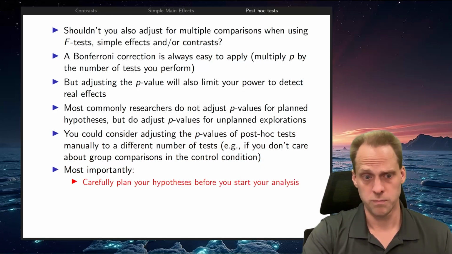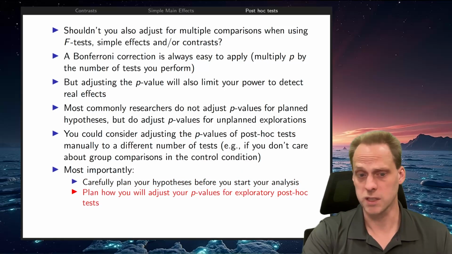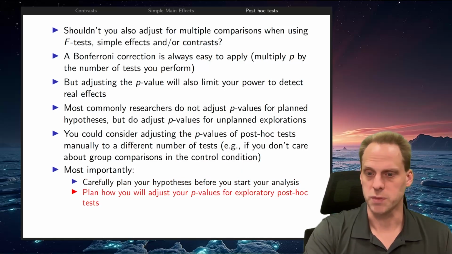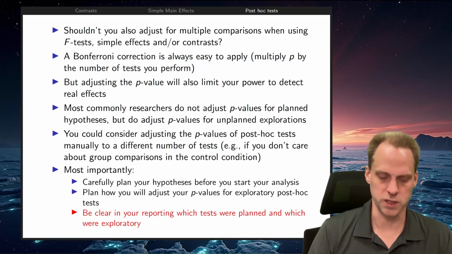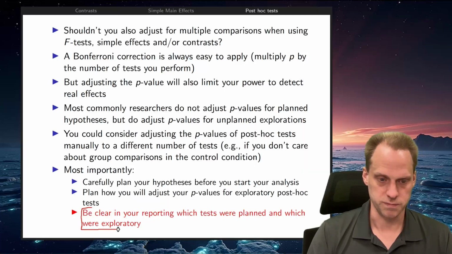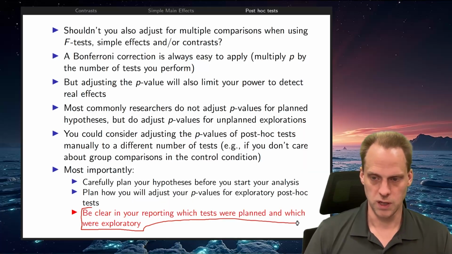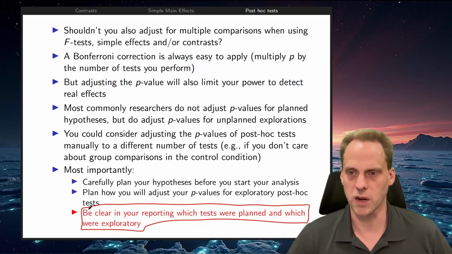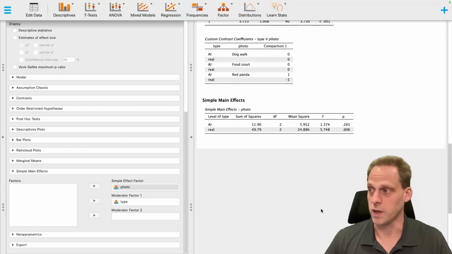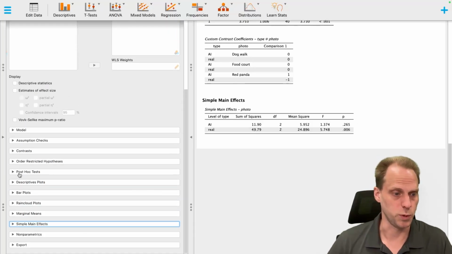Most importantly, carefully plan your hypothesis before the start of analysis. Plan how you will adjust your p-values for exploratory post-hoc tests. And be clear in your reporting which tests were planned and which were exploratory. This is the most important part. Very important for psychological research. You should state in your report very clearly what your plan was beforehand and what you did after you found the data and saw the data. All right, let's take a look at JASP again for the post-hoc test.